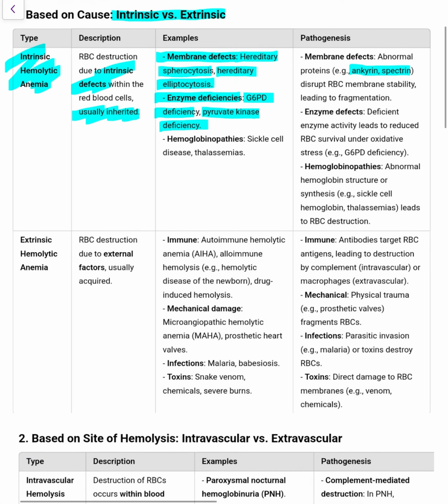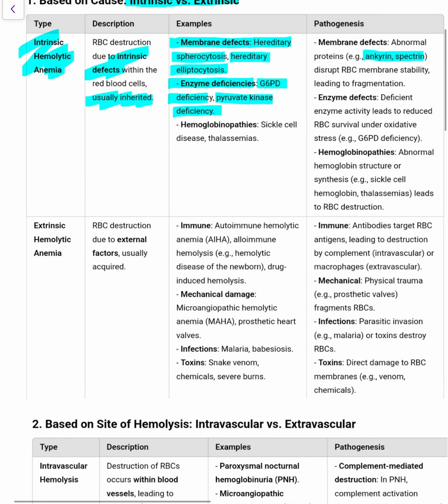So how it will lead to destruction of RBCs is because of the oxidative stress. Whenever there is oxidative stress in the body and there is no enzyme to protect it from the oxidative stress, like G6PD, because of that there will be lysis of RBCs. Next is hemoglobinopathies. Some problem in the hemoglobin structure itself or in the synthesis of it. Examples are sickle cell disease and thalassemias.